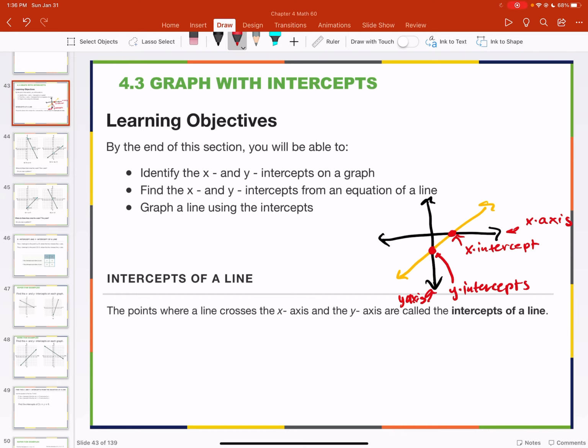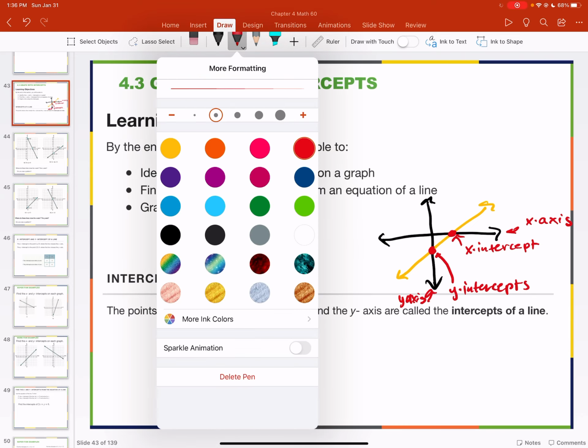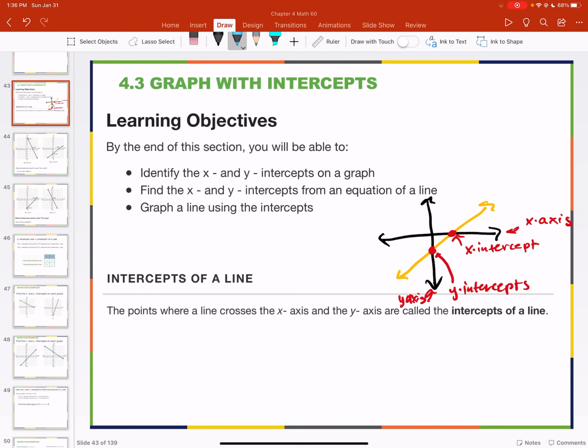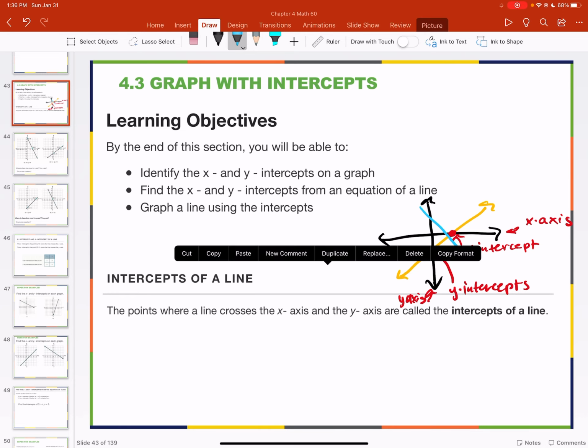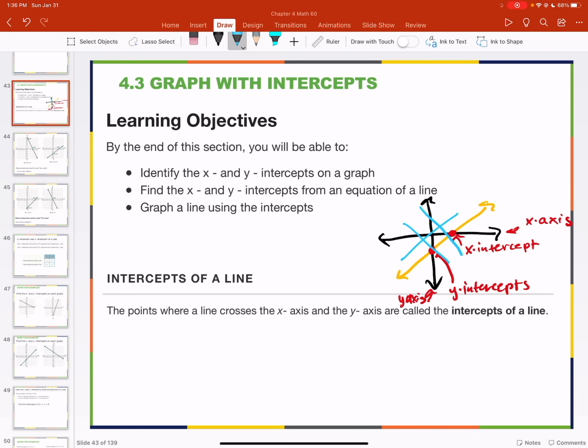Now, the intercepts don't necessarily have to be in this place. They could be a bunch of other places. You can have different lines. You can have one that goes this way, you can have one that goes this way, you see what I mean? You can have one that goes through the origin. So there are different intercepts.